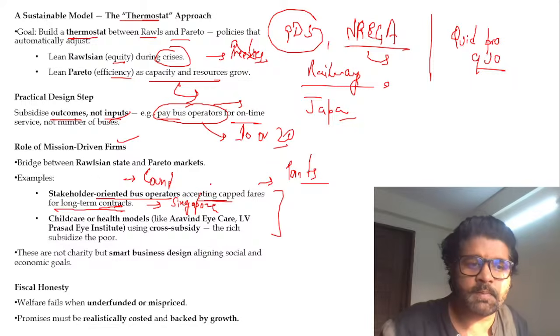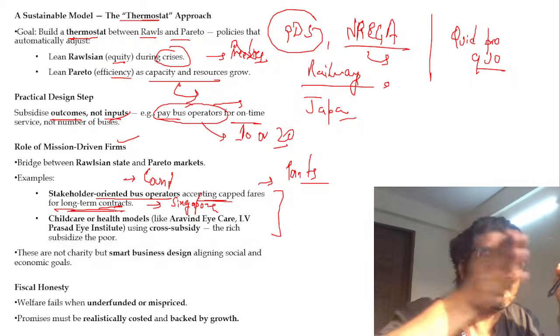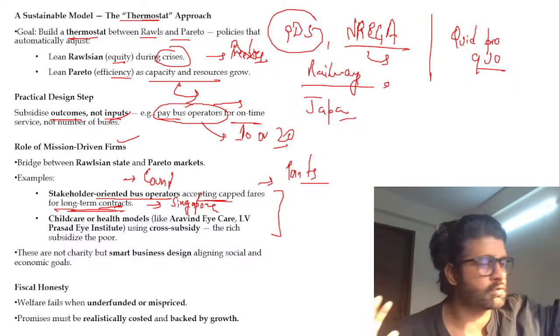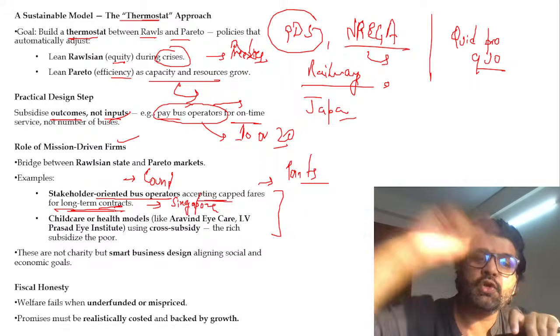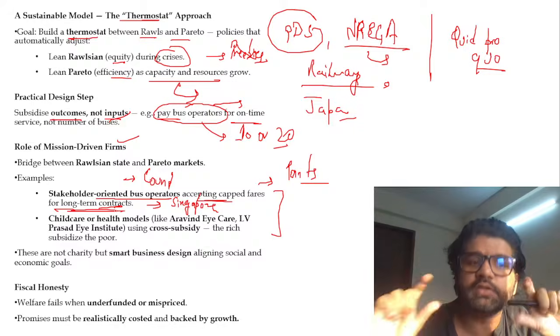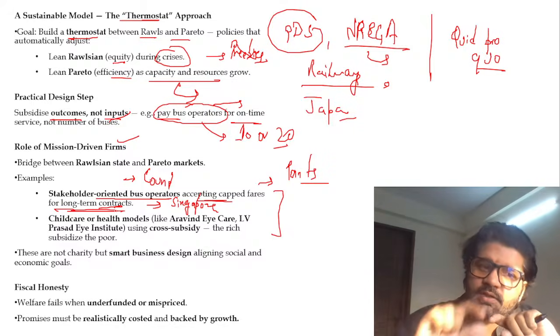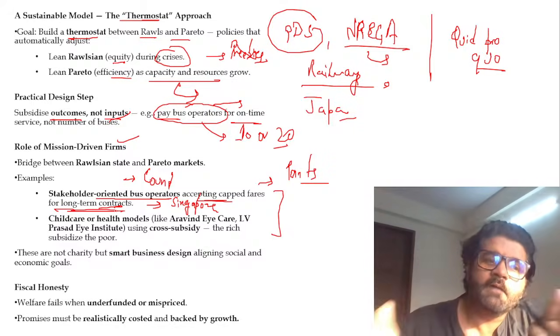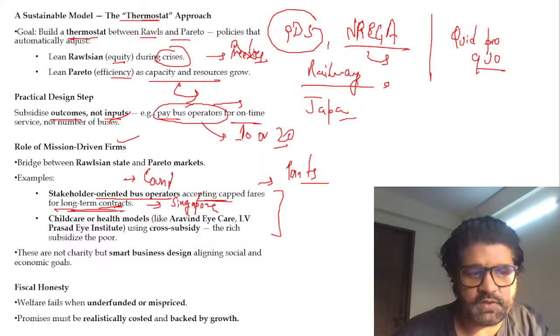So what will the government give them? They will give them long-term contracts: you can run on this particular highway, you can also run on this particular highway, only your buses will run in this particular zone. So these are long-term contracts. This is a model which is working in Singapore, balancing both equity and efficiency.